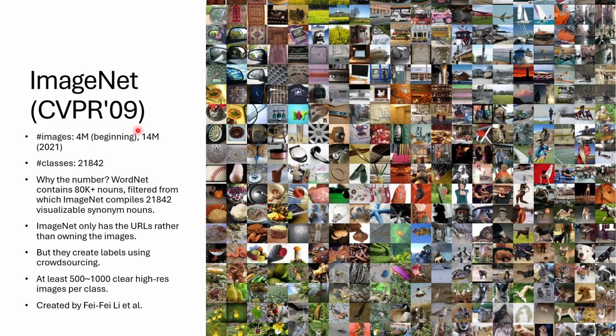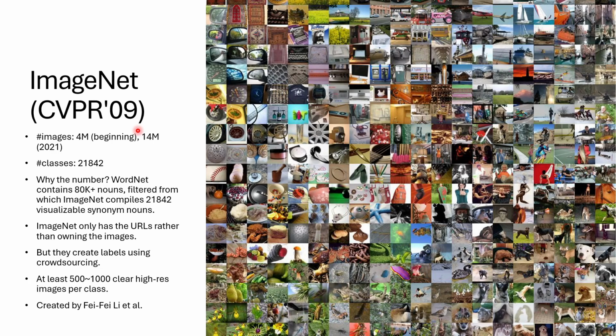Although search engines can provide those images, they still need humans to label them. They found it very difficult to label those images because the scale is too large, so they used human crowdsourcing.